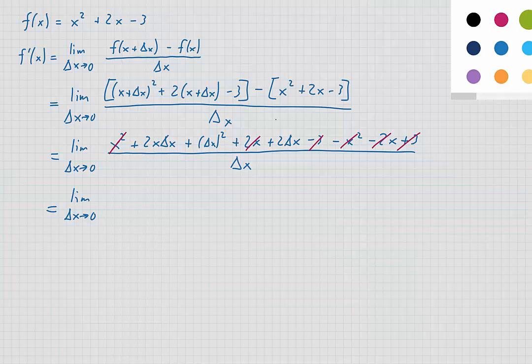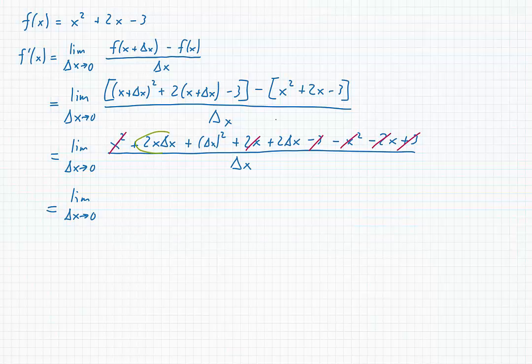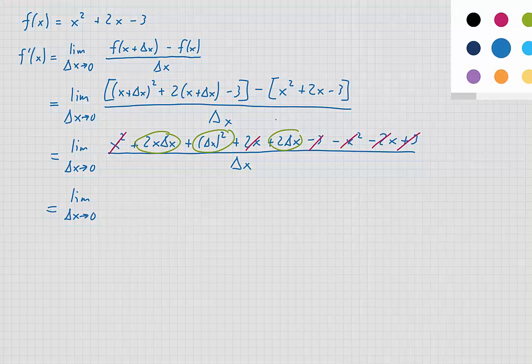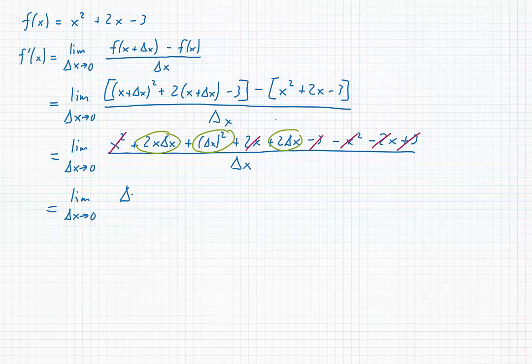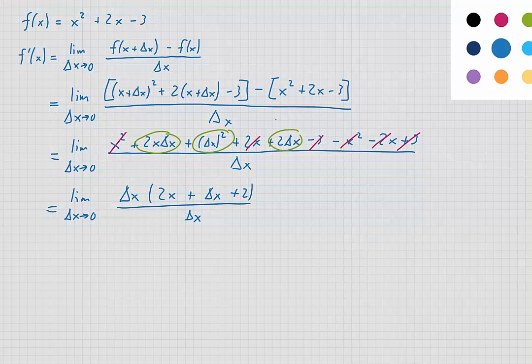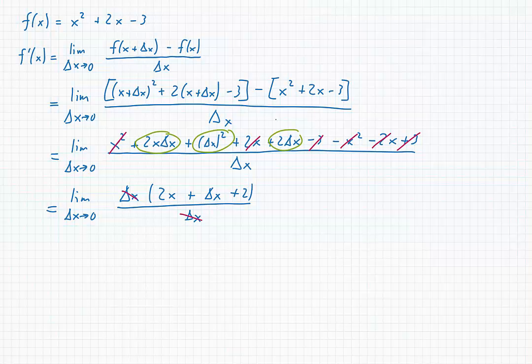And then notice what's left here. We have this 2x delta x term. We have a delta x squared term. And we have a 2 times delta x term. Each one of these terms has a delta x in it. So let's factor that delta x out. So we get delta x times 2x plus delta x plus 2, all divided by delta x. And then we can cancel that common factor delta x top to bottom.